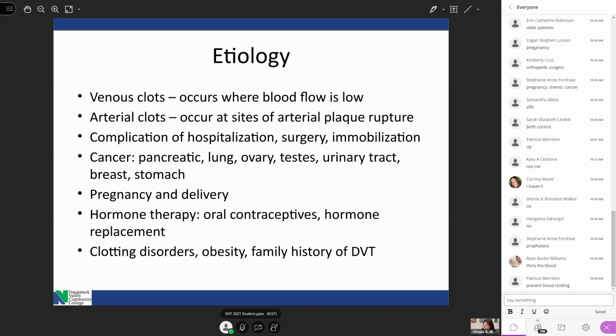Now, let me tell you this. I don't know if you guys have learned about core measures or not, but DVT prophylaxis is a core measure. So that means that every single patient has to be on DVT prophylaxis. It does not have to be heparin sub-Q. It often is. It has to be some type of DVT prophylaxis so that they do not get a clot. And that came about because so many patients were getting clots because they were immobile.